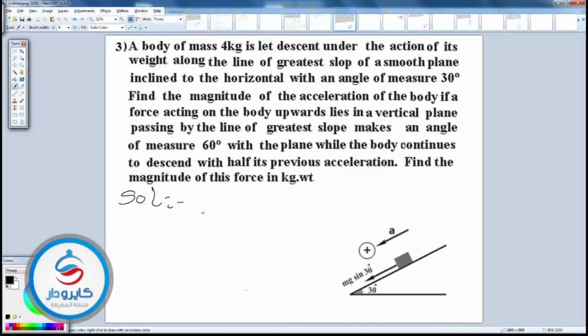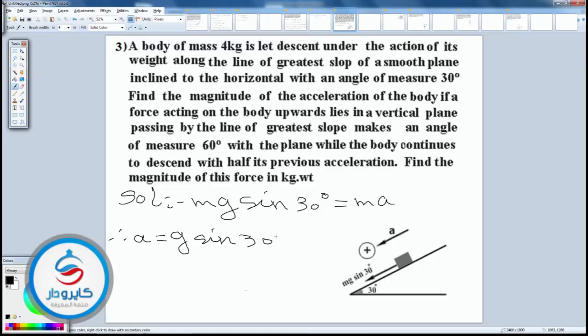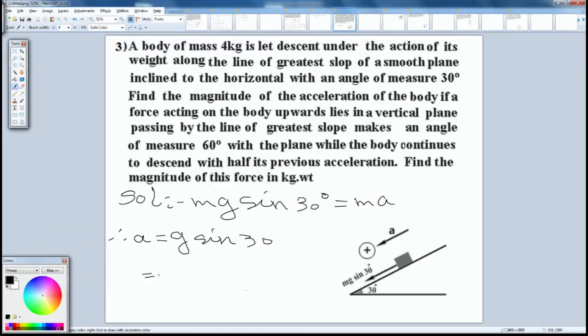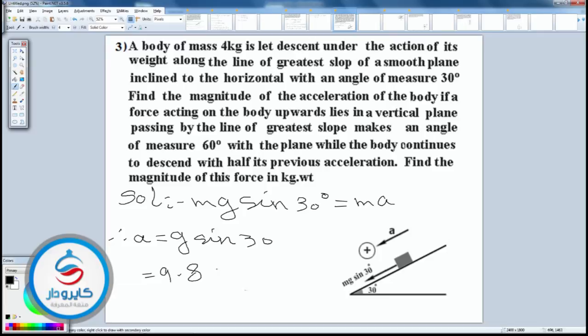From the figure, mg sine 30 degrees equals ma. Therefore a equals g sine 30 equals 9.8 by half equals 4.9 meter per second squared.